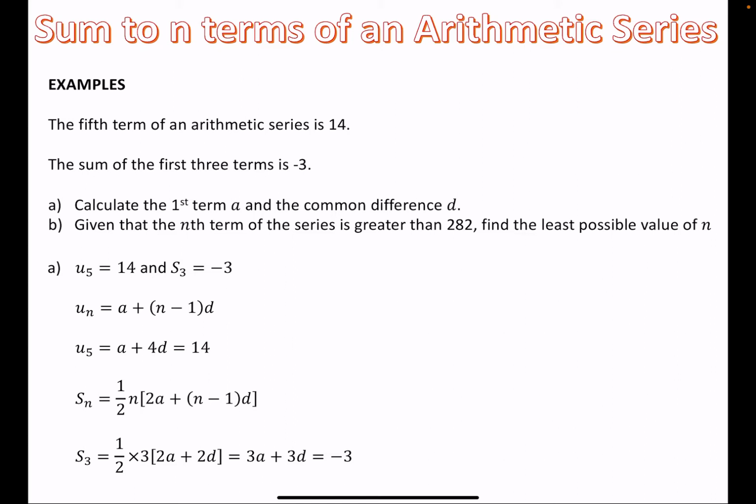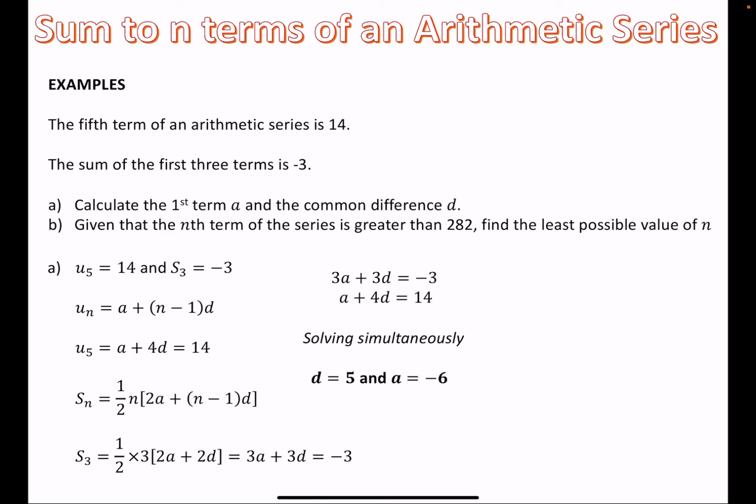And when we have 2 equations in terms of 2 variables, then we can solve them simultaneously. So 3a plus 3d equals minus 3, and a plus 4d equals 14. If you solve them simultaneously, just take as much time as you need to do something like that. But the point is, we'll work out that d is 5 and a is minus 6. Okay, so that's the first question answered, and now we can use that to find the next part.